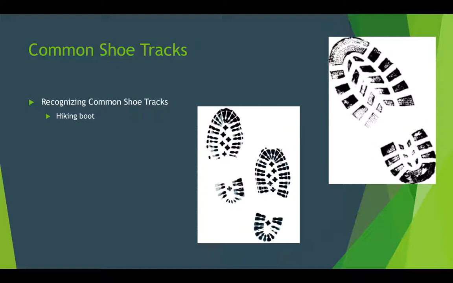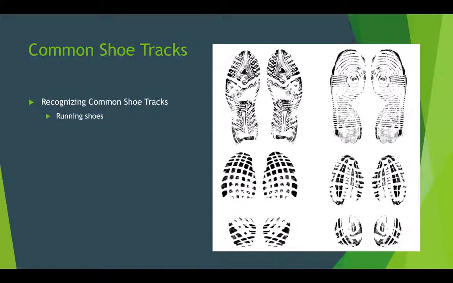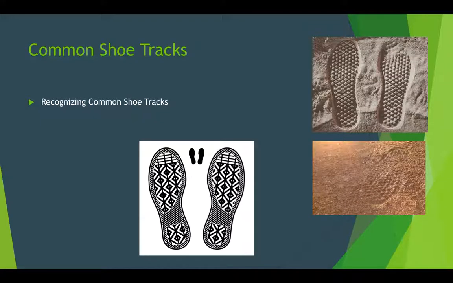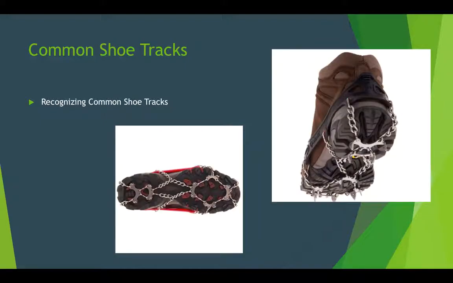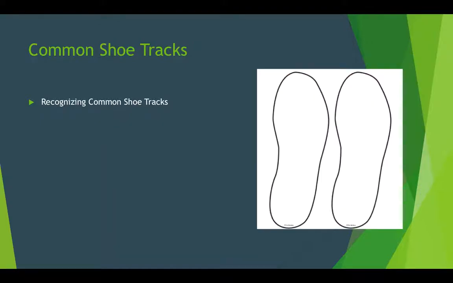We're not covering much in terms of tracking, but possible clues can be shoe tracks, and so it's useful to know what some of those look like. Hiking boots, running shoes. What's this one? In Hawaii, we have a lot of people that wear microspikes, so identifying microspikes would be a useful thing.